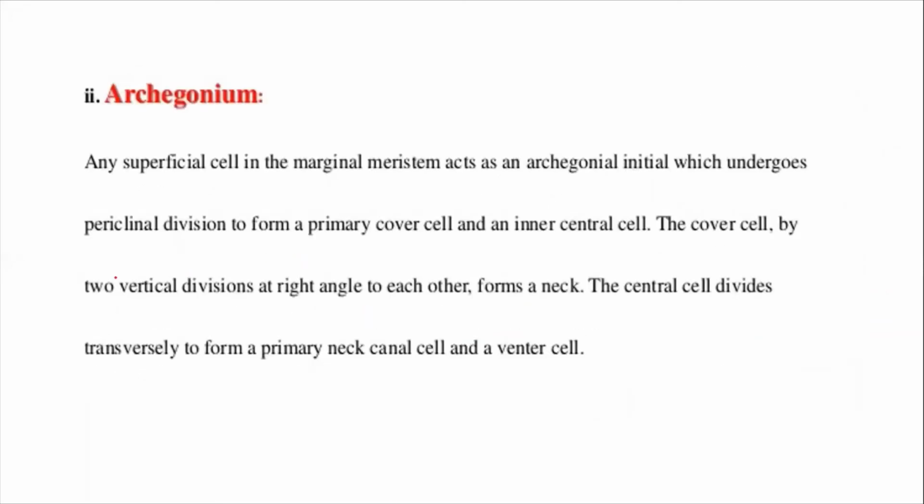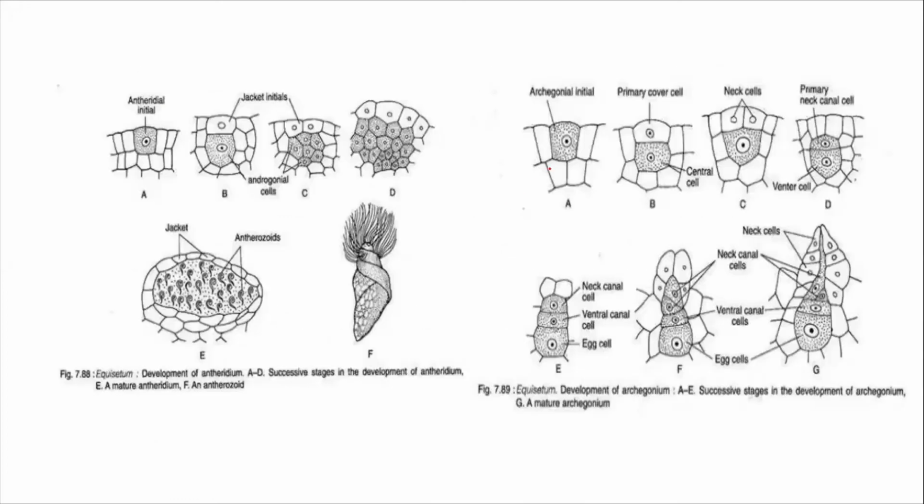Next we'll go with the archegonium. Here also you can see the archegonial initial. After the development of the antheridia, another archegonial initial will undergo anticlinal division and produces a central cell and the outer covering cell. The central cell again divides further and forms a venter cell and the primary neck canal cell, whereas the cover cell will form the outer jacket layer.